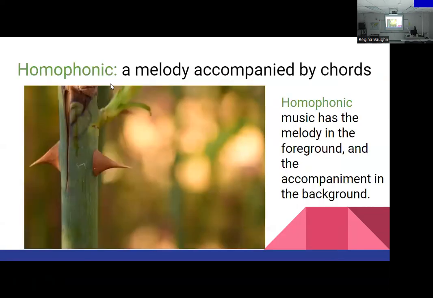And then you have homophonic texture, which is a melody that stands out, which is accompanied by chords that are in the background. So if you look at the picture I've chosen here, you see the thorny, maybe a rose stem. It's hard to tell because we're so close. That's in the foreground, and then in the background, it's kind of hard to tell what's back there. It's less prominent than what's in the foreground. So this thorny stem would be like the melody, and this less distinct, more nebulous stuff back here would be the accompanying chords.